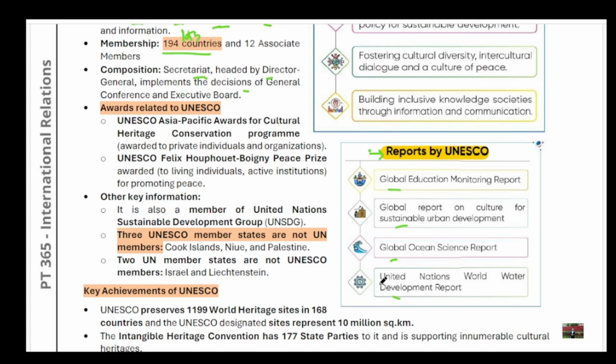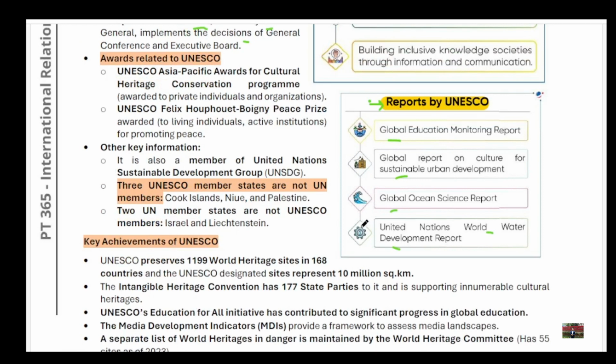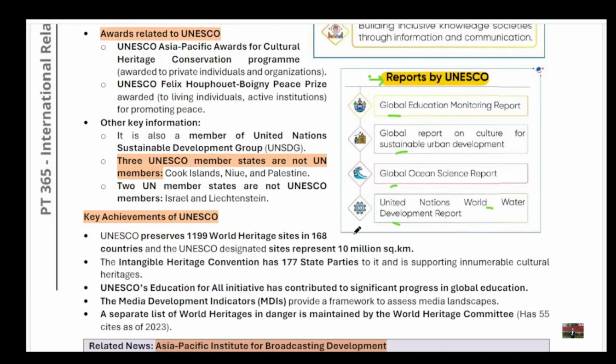Right. So in the prelims examination, they can ask you which report is published by UNESCO, right? Or they will mismatch the options and give you. Most people might get confused that the Global Ocean Science Report might be released by the International Meteorological Organization, right? But no, that is not true. It is basically released by UNESCO. Similarly, the United Nations World Water Development Report is also released by UNESCO and not the World Meteorological Organization or the United Nations Environment Programme. No, it is released by UNESCO. So keep that in mind.